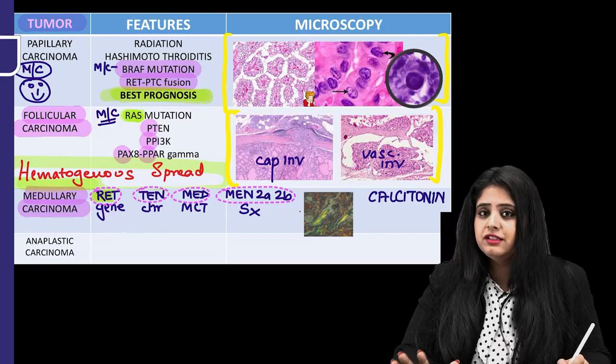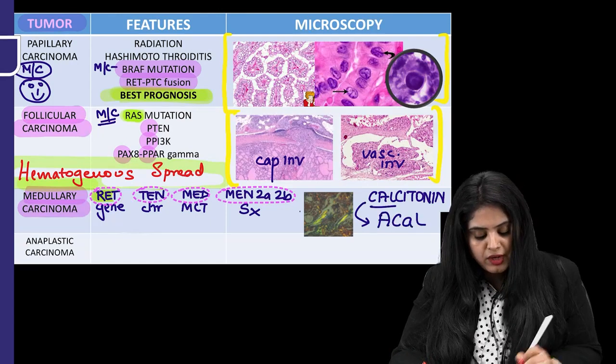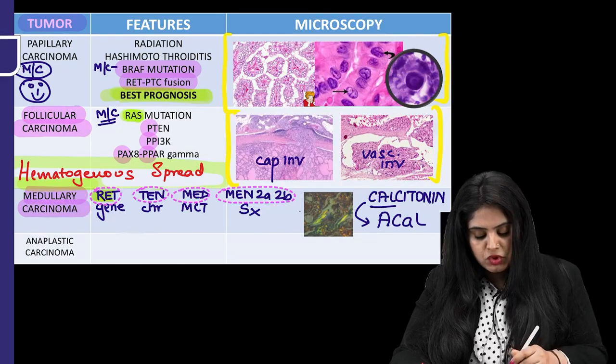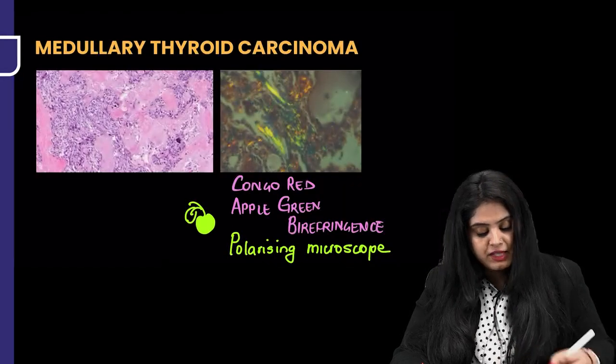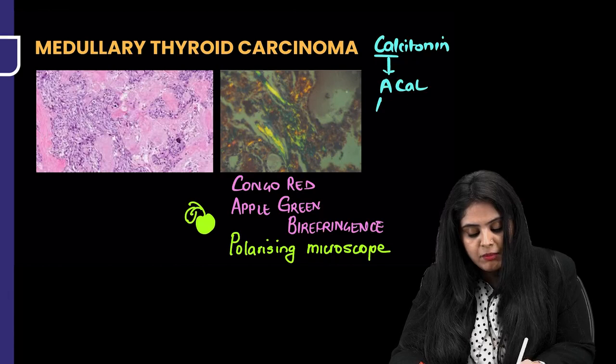CEA also occurs, but calcitonin is most famous. And from calcitonin, what is formed? Amyloid will form. Which kind of amyloid? A-cal is formed. Repeating once again, when I'm saying that the tumor marker is calcitonin, the amyloid that will form from calcitonin will be the A-cal type of amyloid.